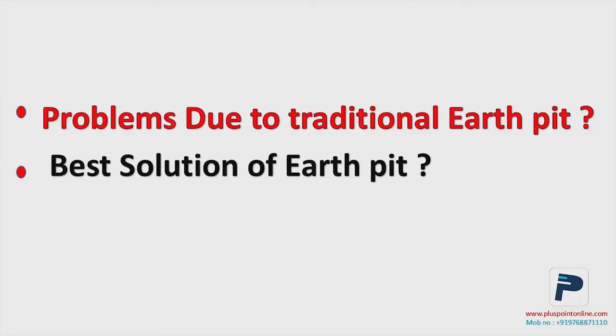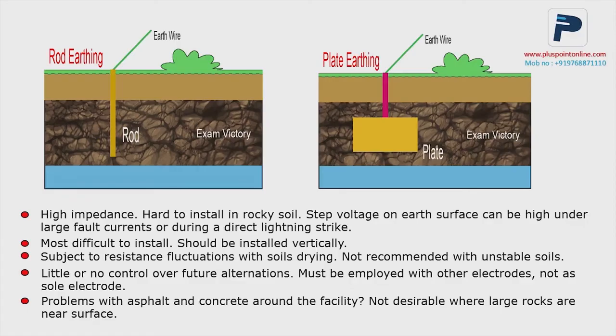Now, let's discuss the problems due to traditional earth pits. First, let's discuss the problems caused by rod earthing and plate earthing. Let's assume that while implementing rod or plate earthing, everything was proper. But after that, the soil under the earth gets hard, or sometimes if there are many blocks in the earth, then you won't be able to get proper earthing. Because of that, you will experience shocks and all the problems mentioned before.